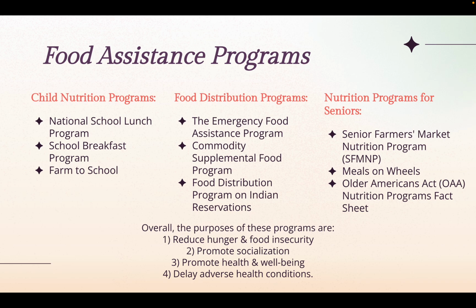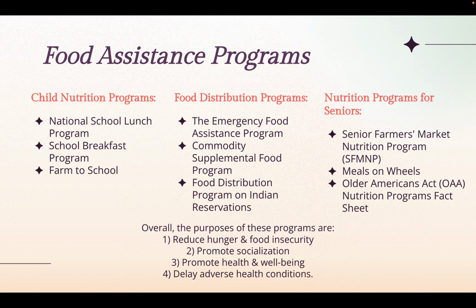The next category is food distribution programs. Food distribution programs aim to nourish people in need and support American agriculture. Some of these programs are the Emergency Food Assistance Program, Commodity Supplemental Food Program, and Food Distribution Program on Indian Reservations. First, the Emergency Food Assistance Program is a federal program that helps supplement the diets of people with low income by providing them with emergency food assistance at no cost.